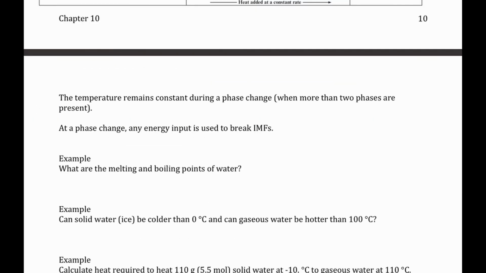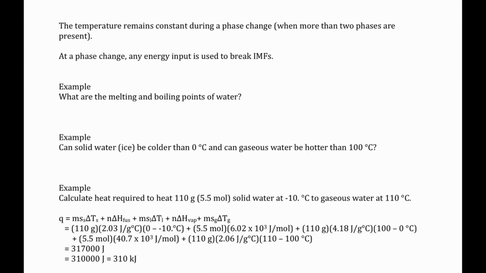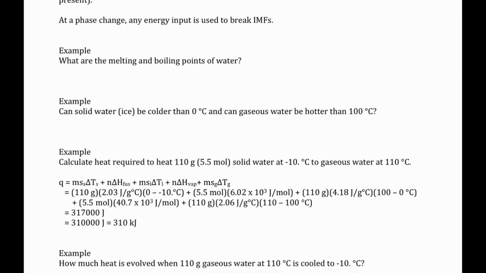So the temperature remains constant during a phase change. That occurred when the ice was melting. That occurred when the liquid was vaporizing. All the energy is used to break the IMFs. So we have a couple of examples. Come back and look at those on your own.